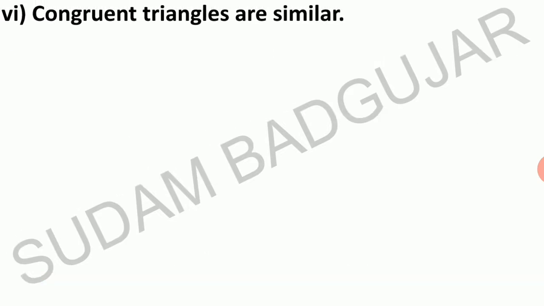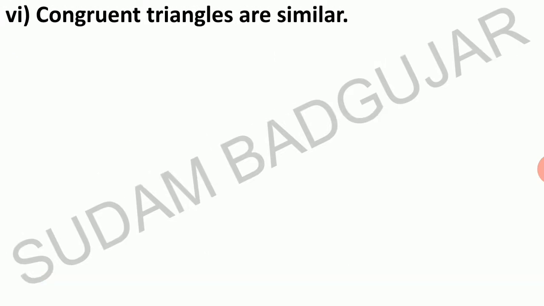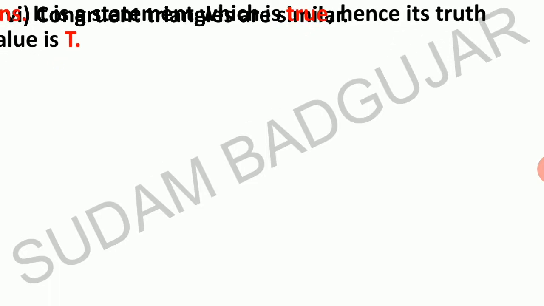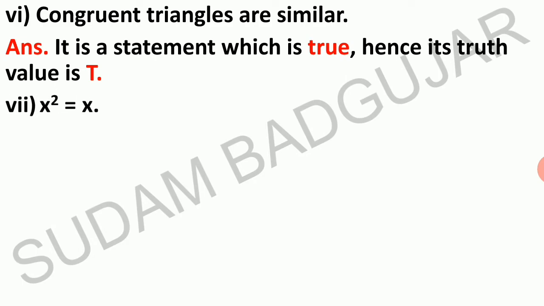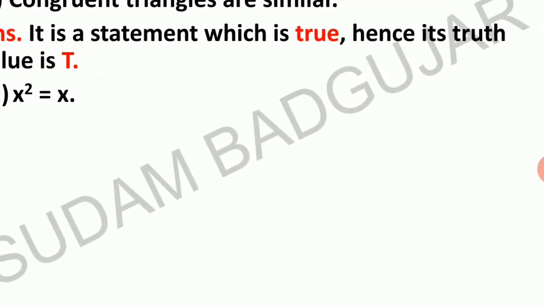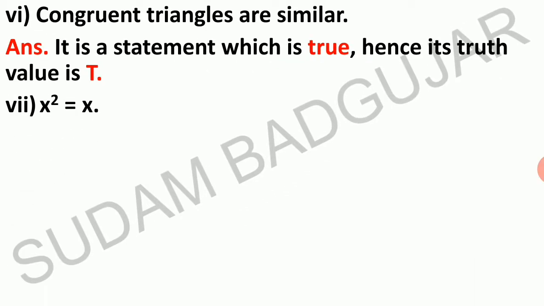Now another example, question number 6. Congruent triangles are similar. Yes, it is a statement and it is true. Hence its truth value is T. Question number 7, x square is equal to x. This is an open sentence and it is not a statement. Okay, it is not a statement.